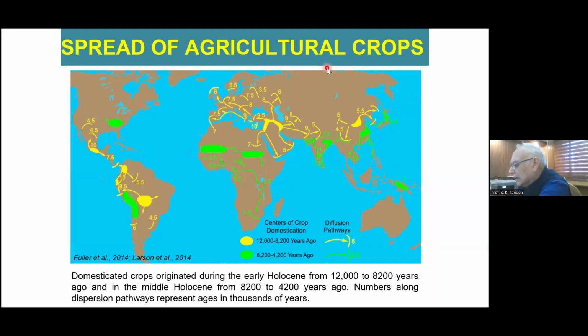This is a map, again in the same vein, which is about the spread of agricultural crops, particularly during different periods of time. The yellows are 12,000 to 8,200 years, the centers of crop domestication and the diffusion pathways, and the greens represent the diffusion that took place between 8,200 and 4,200 years ago.